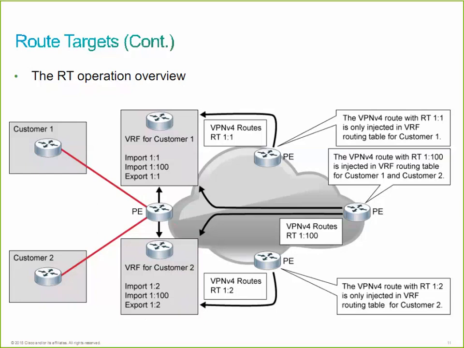So the export that we see here for 1:1 and the export for 1:2 are for the normal exchange of routes between customer sites, which we don't see in this topology diagram. But remember, we still have to allow customer 2 to exchange routes with other customer 2 sites, and customer 1 to exchange routes with other customer 1 sites.